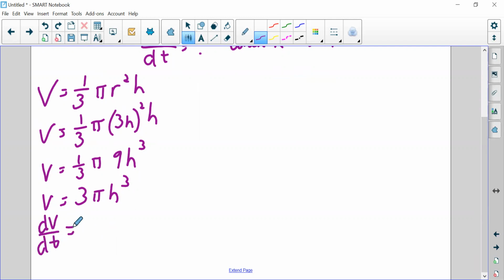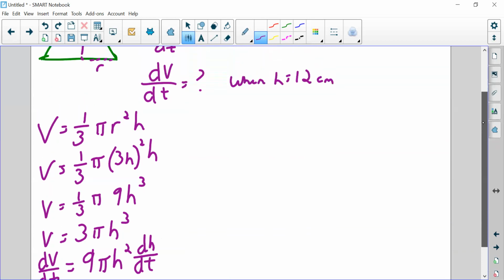And the derivative of the right-hand side? 9 pi h squared times dh over dt. 3 pi is just a constant, so we treat that just using the power rule there. We can substitute that h is equal to 12 with dh over dt. So let's substitute in what we know.